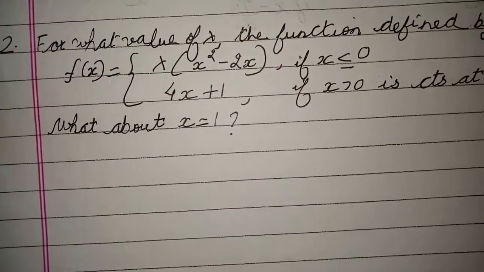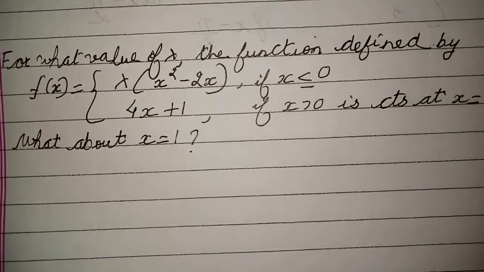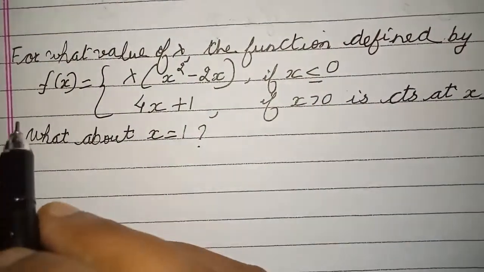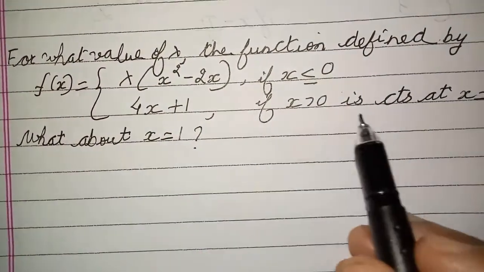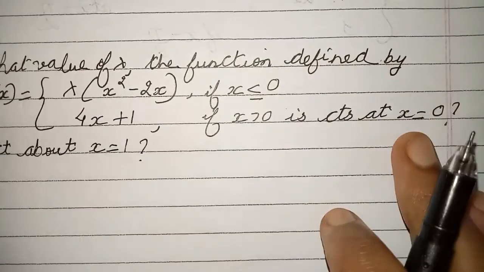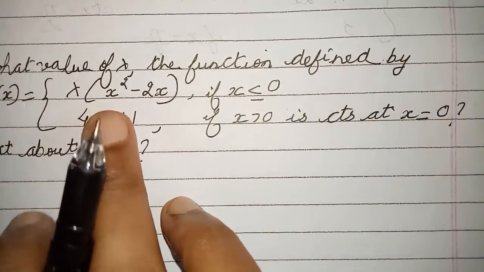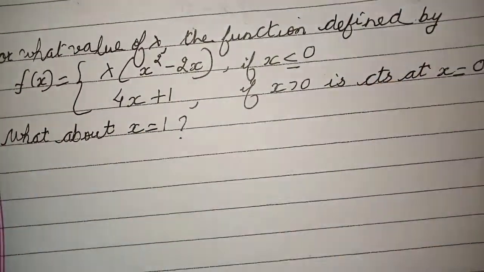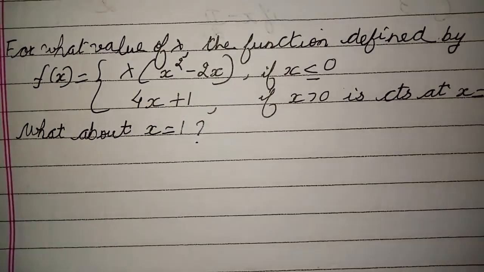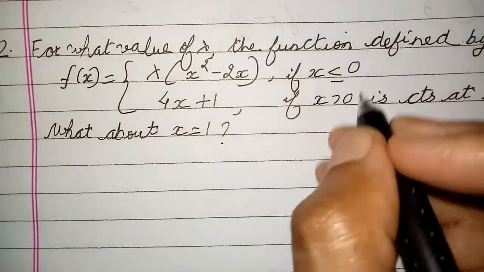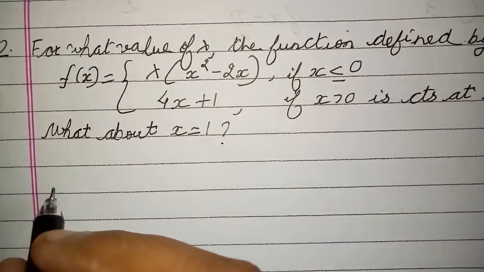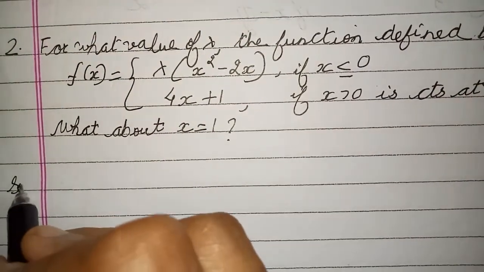Alright, now the next one. For what value of lambda is the function defined by f of x, as given, continuous at x equal to 0? So we have to find the value of lambda for which this function will be continuous at 0. And also we have to discuss what about x equal to 1. So let's see here again, children, it is two definitions. So let us check the solution.